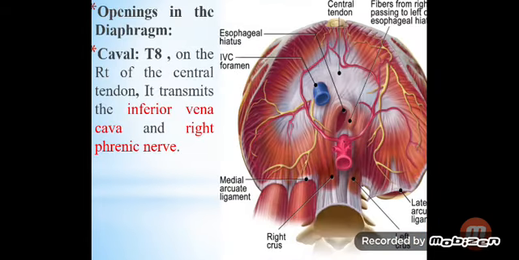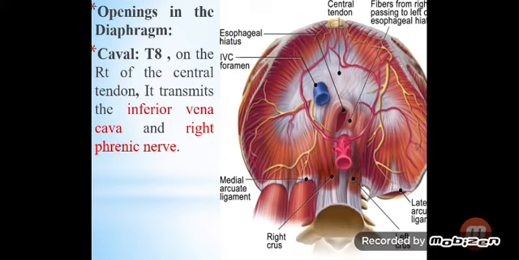What about the openings? This is very important. Actually, in the diaphragm, there are three main openings. The caval opening, second is the esophageal opening, and third the aortic opening. The caval opening is the higher one. It is at the level of the 8th thoracic vertebra, on the right side of the central tendon. So from its name, caval, it means that it transmits the inferior vena cava with the terminal branches of the right phrenic nerve.